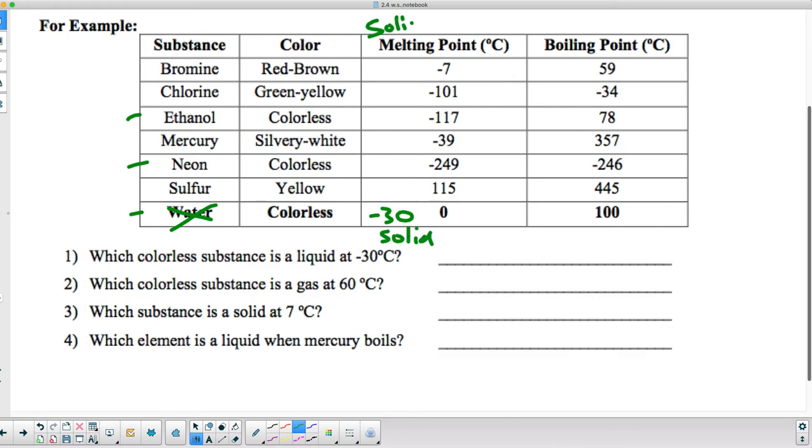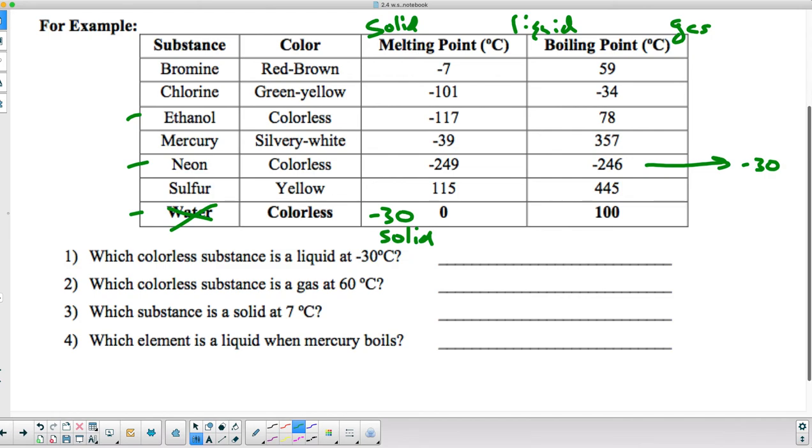So solid on this side of the melting point, liquid on this side of the melting point, and gas on this side of the boiling point. So this says which colorless substance is a liquid at -30 degrees Celsius. So neon, what's neon? Where's -30 here? -30 is way over here, which means that neon is a gas because you have -249 and then -246. So absolutely neon is a gas at -30. It has to be because -30 is way to the right of -246.